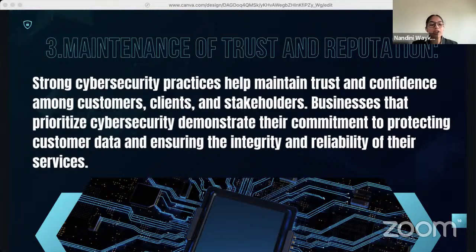Businesses that prioritize cybersecurity demonstrate their commitment to protecting their customer data and ensuring the integrity and reliability of their services. So this helps customers to have trust in the companies and businesses if they're really prioritizing cybersecurity. Conversely, data breaches and security incidents can severely damage a company's reputation and erode the trust between the customer or the client, and the company and the business.